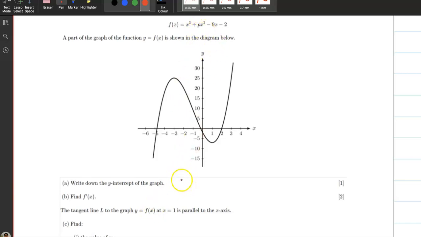To find out the y-intercept, you put your x as 0. So 0, 0, 0, minus 2. So y-intercept is what? Minus 2. So 0 comma minus 2. The y-intercept here is minus 2. The y-intercept is where it cuts. So that's minus 2. Find f dash x. Tell me. 3x square plus 2px minus 9. This is square, so 2px minus 9. Correct?